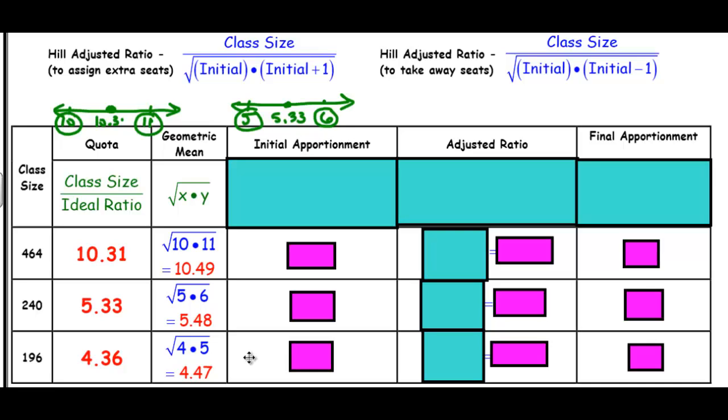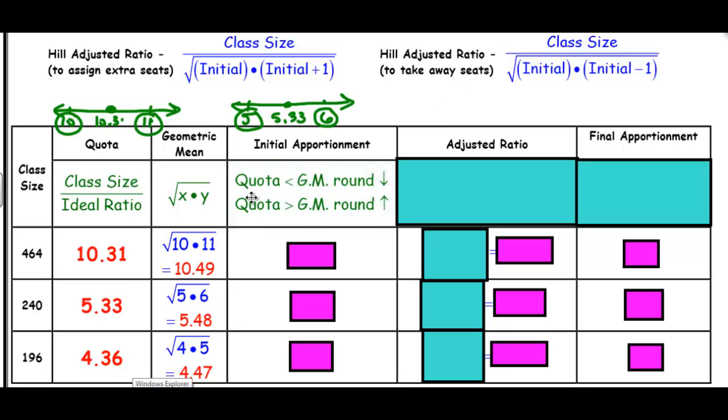Okay, so once we have all these geometric mean values, we can now start to make a comparison. And basically what we're doing is comparing the quota with this geometric mean. So the way that this works is that if my quota, so here are all my quota values over here, is less than the geometric mean, then we round down. If the quota is bigger than the geometric mean, we would round up.